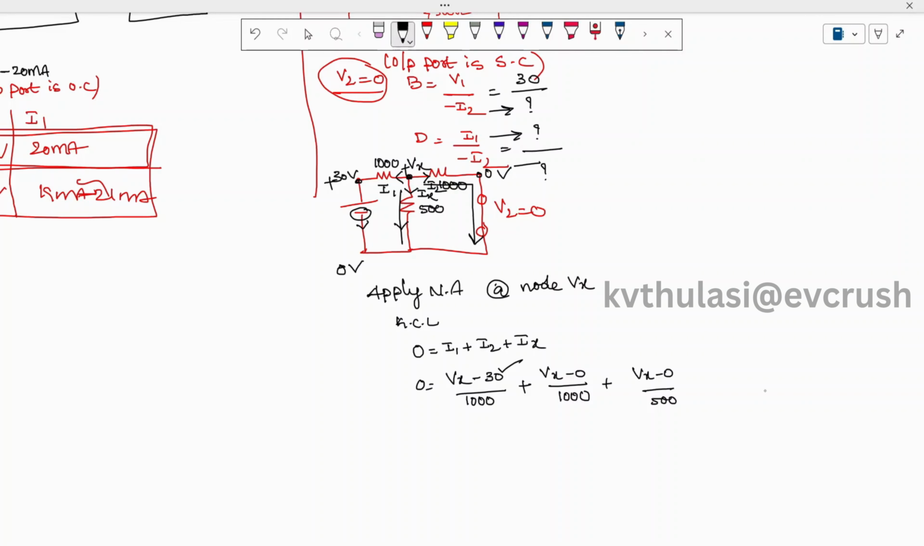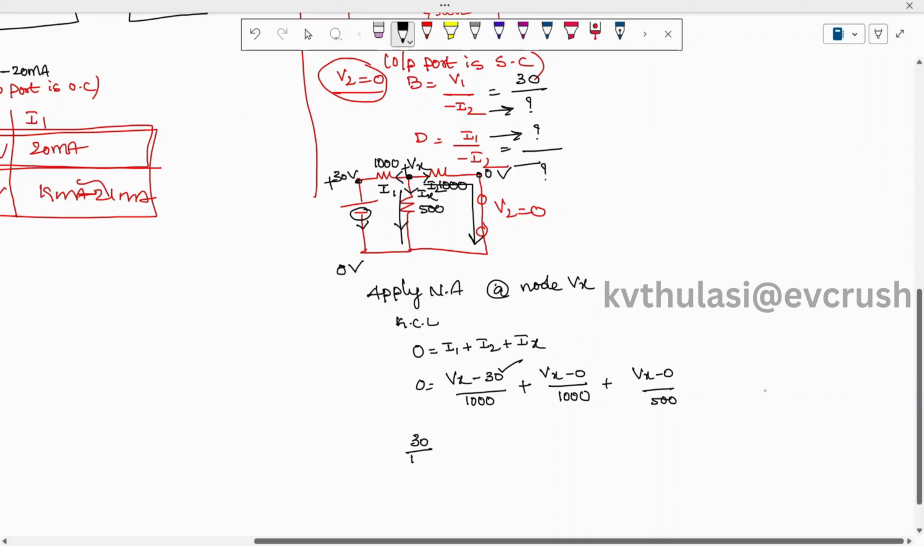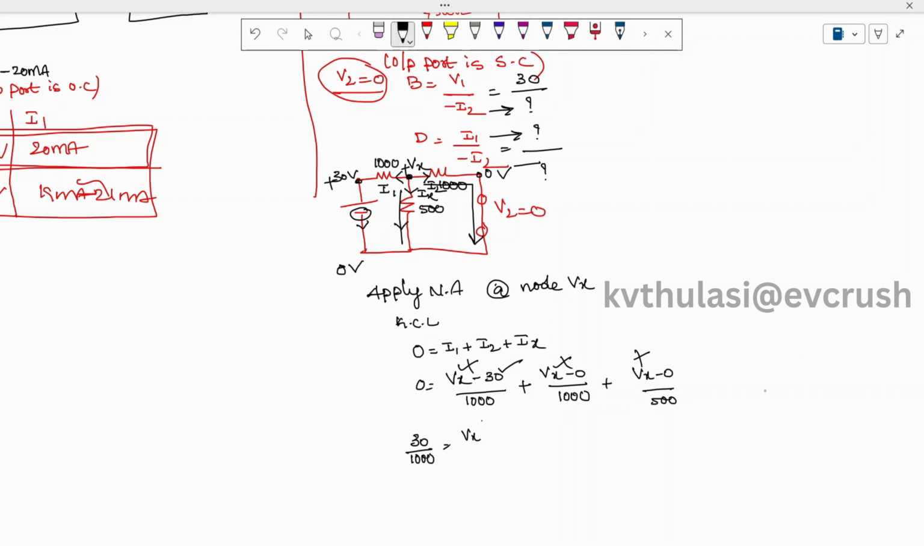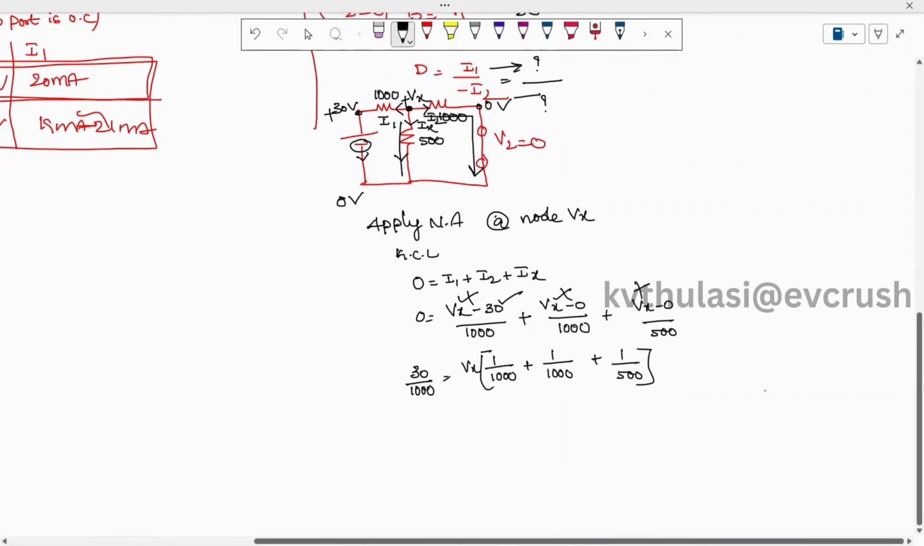So when this 300 comes this side, which is nothing but 30 divided by 1000, and take Vx as a common term. When you take Vx as a common term, then you are going to get 1 by 1000 plus 1 by 1000 plus 1 by 500. Okay, so when you solve it using your calculator, then we are going to get the value of Vx equal to 7.5 volts. Okay, just substitute this Vx in the above equation.